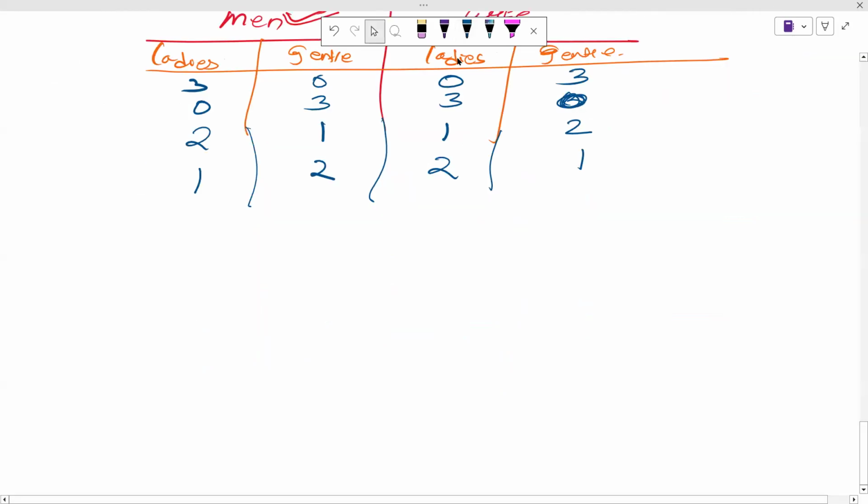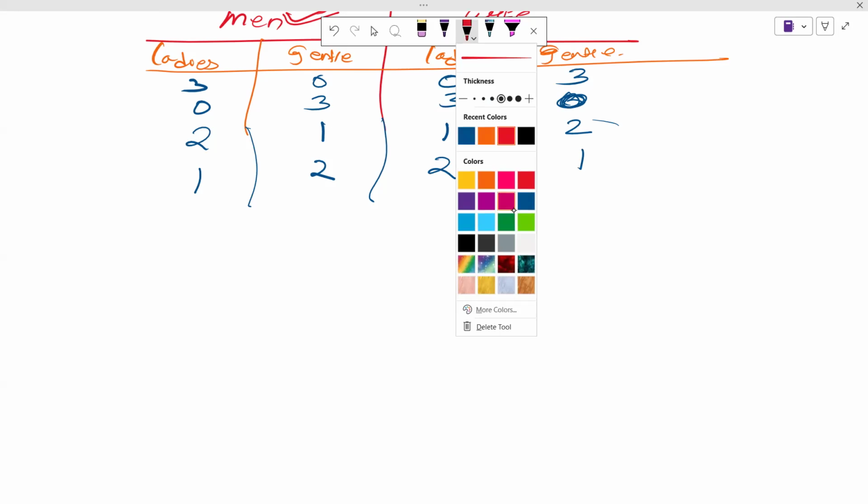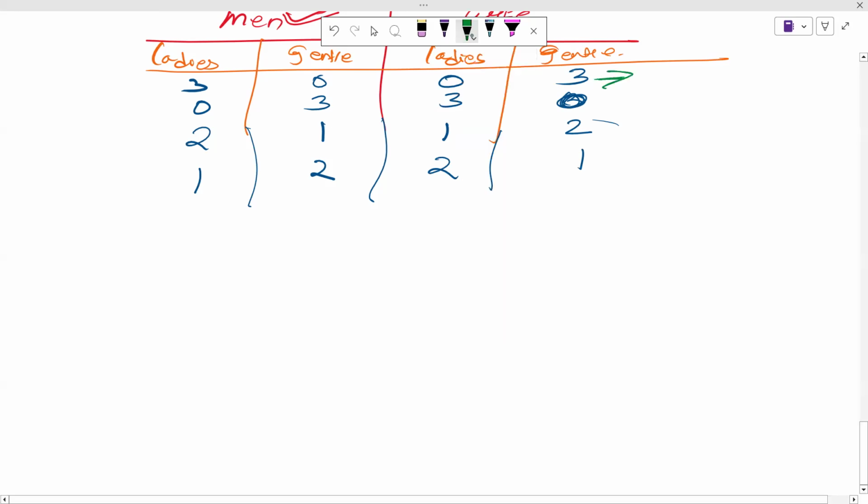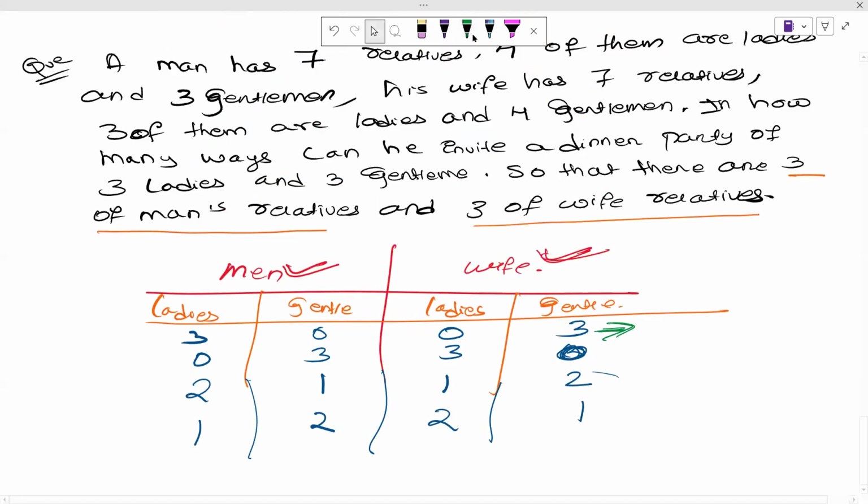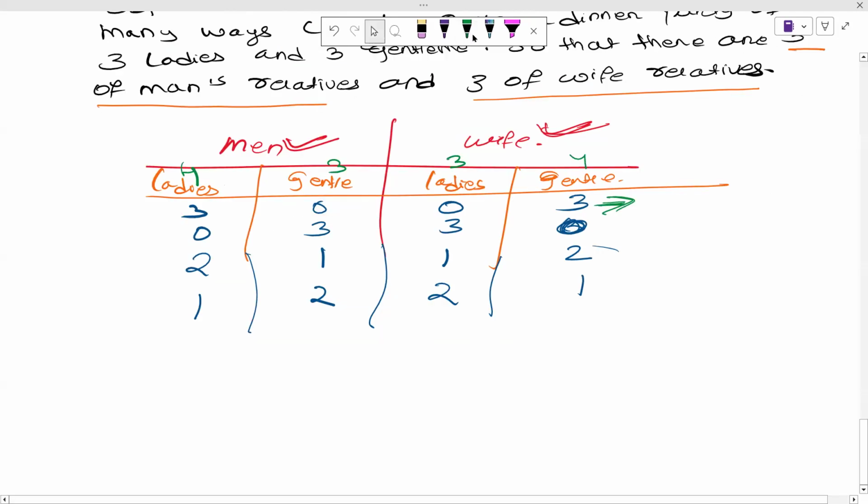These are the things. So now, how exactly will I solve this part? So now see, how exactly will I write it? Based on the question, the man is having 4 ladies and 3 gentlemen. Here, the wife is having 3 ladies and 4 gentlemen. So now, how exactly will I create the equation?